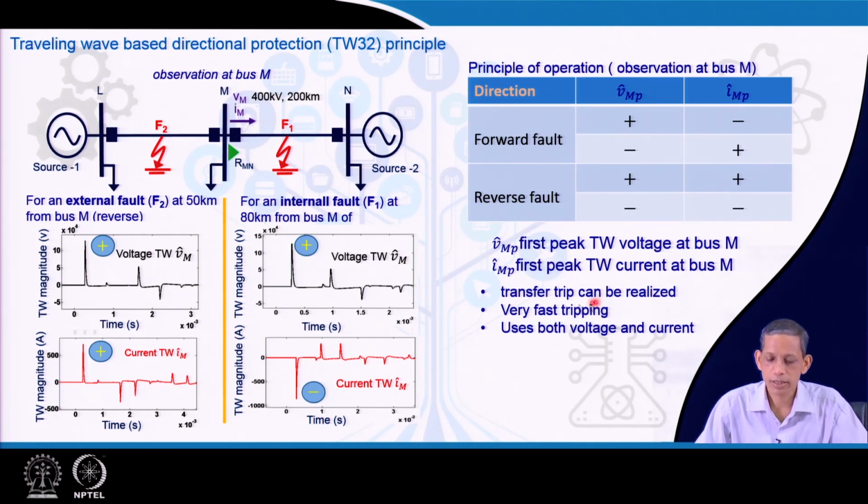The trip information can be transferred, like we did for distance relay applications: PUTT, POTT, DUTT and so on. Very fast tripping can be obtained with a dedicated communication system. It uses both voltage and current. So, we know the limitation of the voltage signal, but however, the fast wave is available.